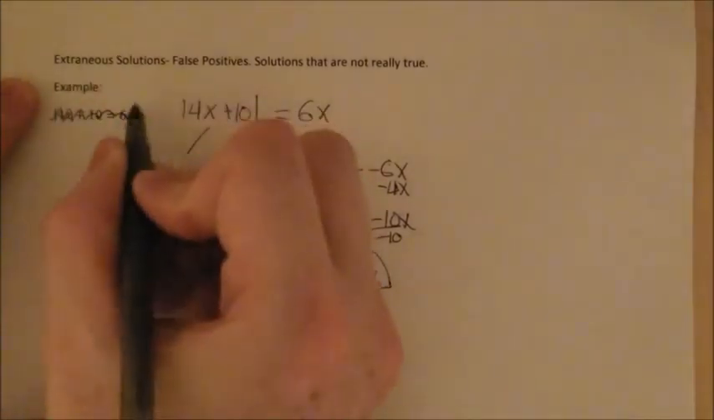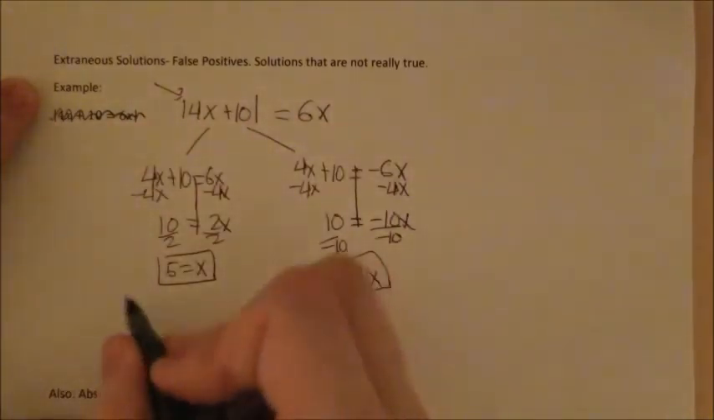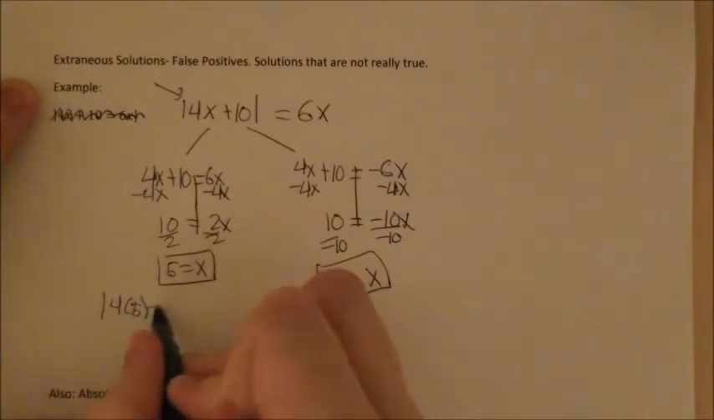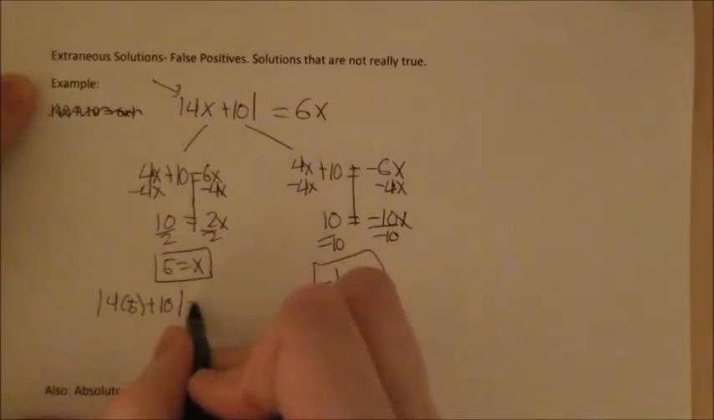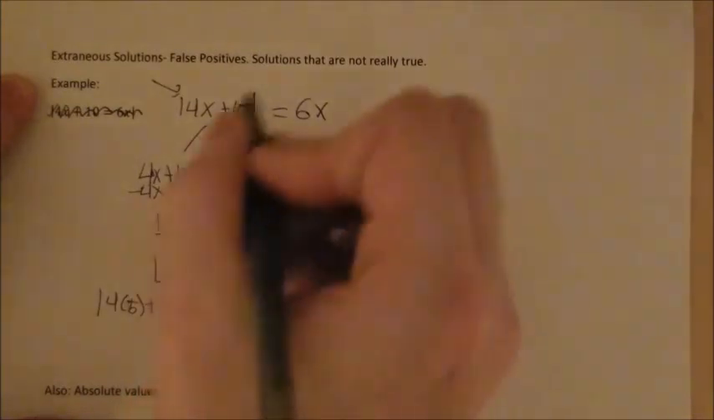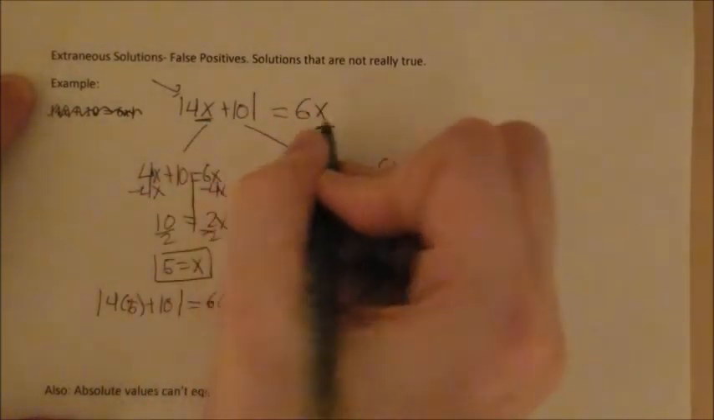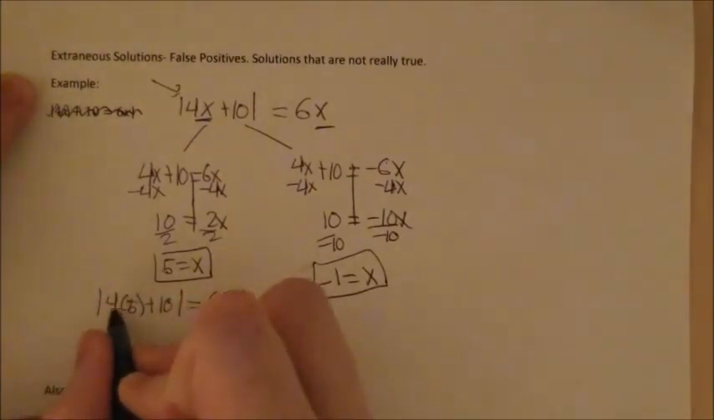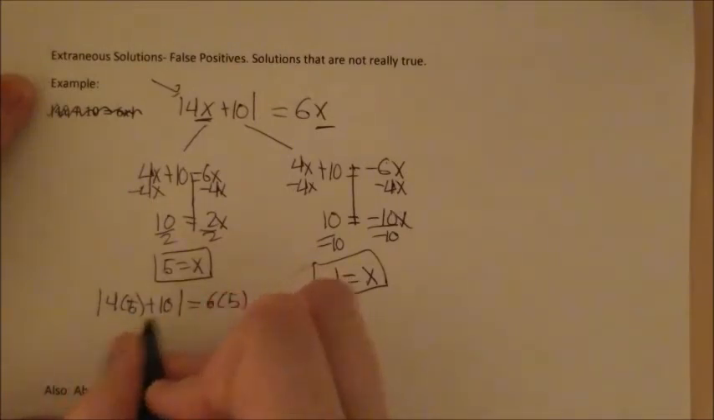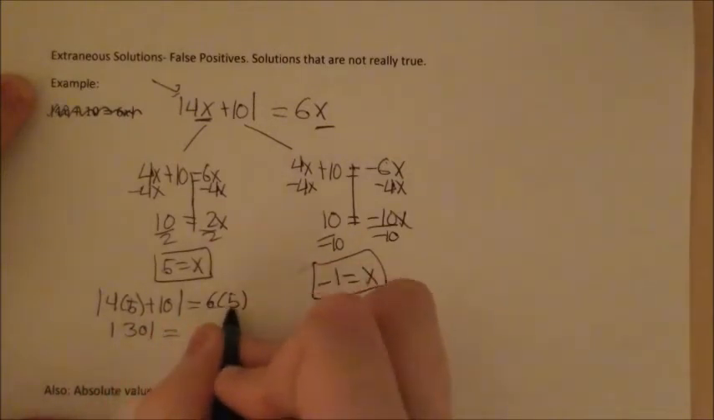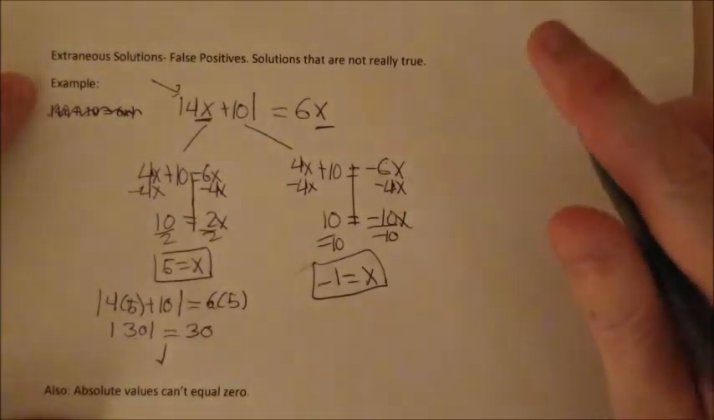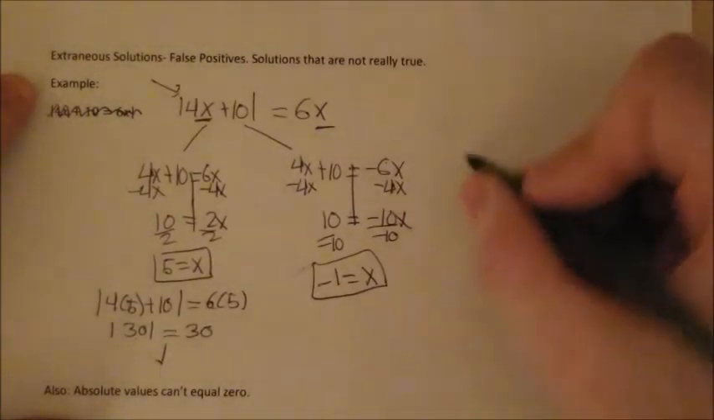So if I plug 5 into this original equation, I'm going to have the absolute value of 4 times 5 plus 10 equals 6 times 5. You plug it into both of these x's. So if we work this out, this would be 4 times 5 is 20, plus 10, that would be 30. So we have the absolute value of 30 equals 6 times 5 is 30. Well, that's true.